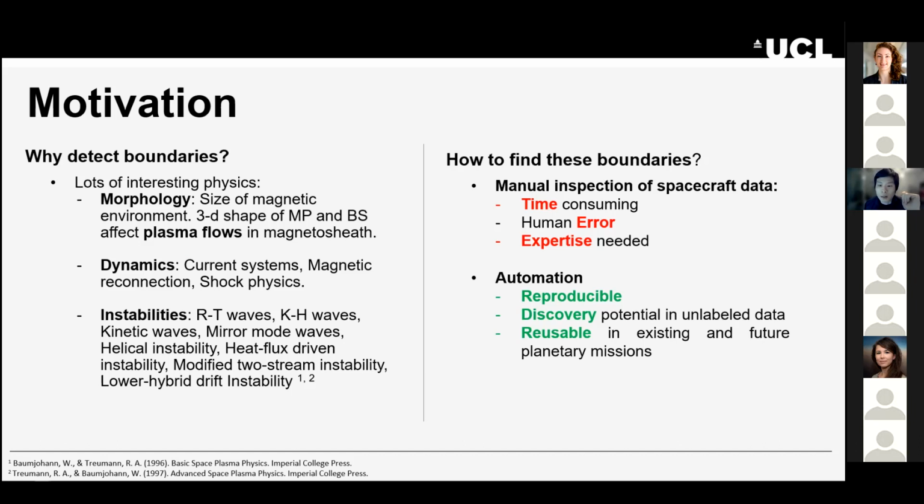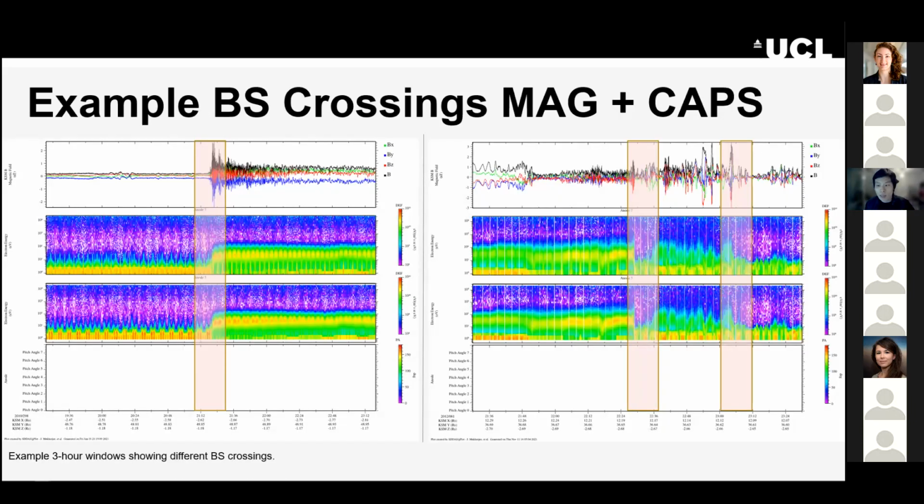So let's have a look at what some of these boundaries look like in data. Here are examples of bow shock crossings. Let's just focus on the left plot. The magnetic field is typically very weak, that's the top panel, in the solar wind, less than 1 nanotesla. And we get a sharp increase in the magnitude as you cross the bow shock into the magnetosheath, because field lines pile up. And field fluctuations also increase due to turbulence.